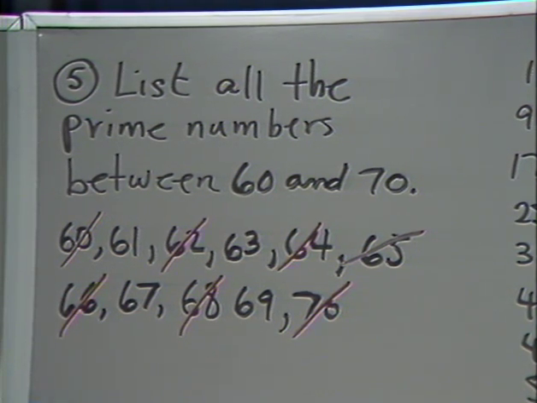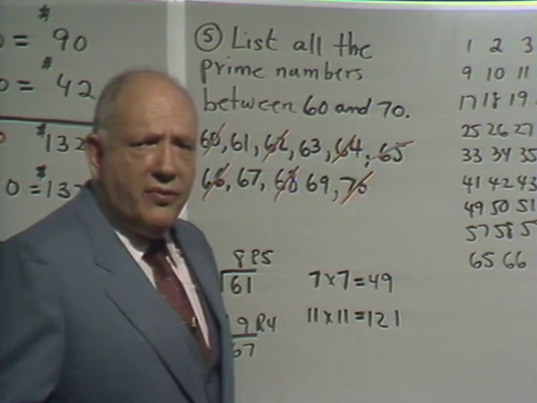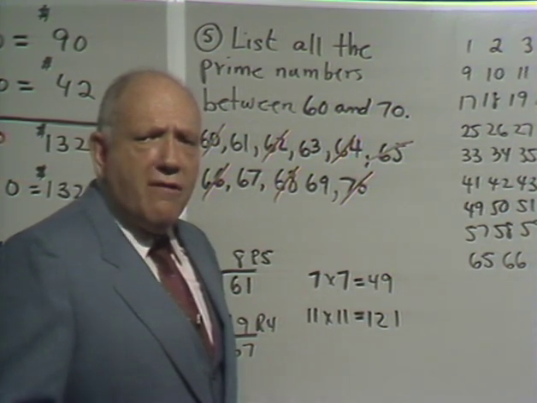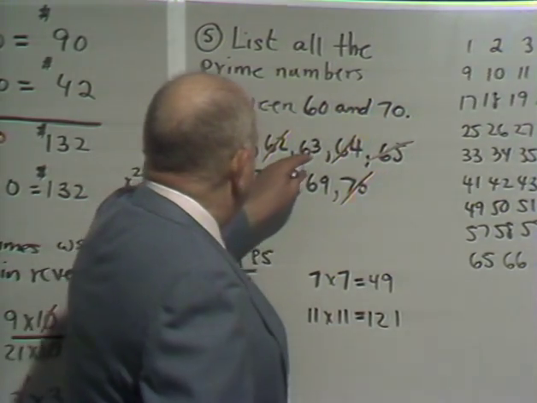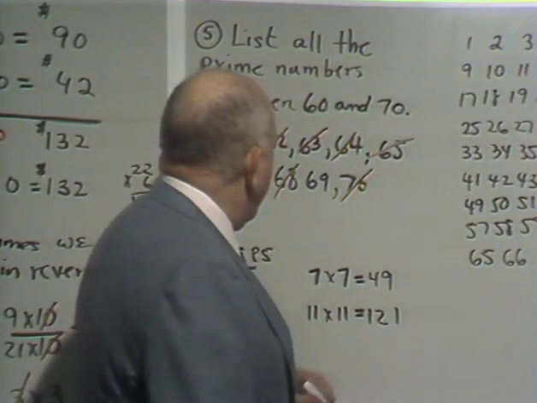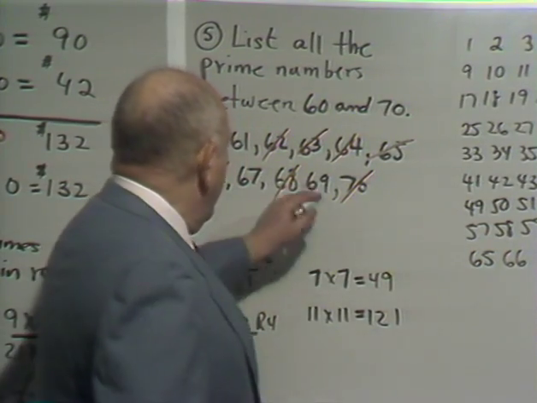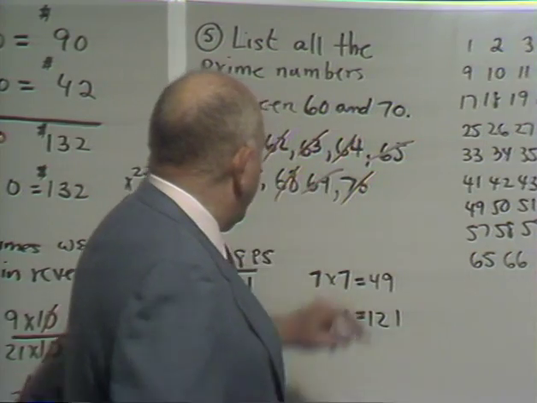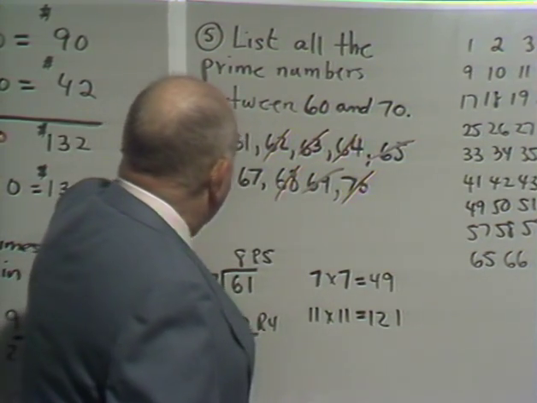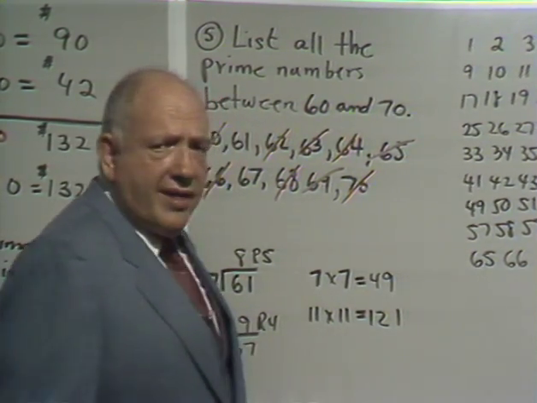Any number, the sum of whose digits is divisible by 3, is divisible by 3, so it can't be a prime number because it's a multiple of 3. Well, notice that 6 plus 3 is 9. That makes it divisible by 3. 6 plus 9 is 15. 15 is divisible by 3, so 69 is divisible by 3, and that leaves us only with 61 and 67 left as candidates.